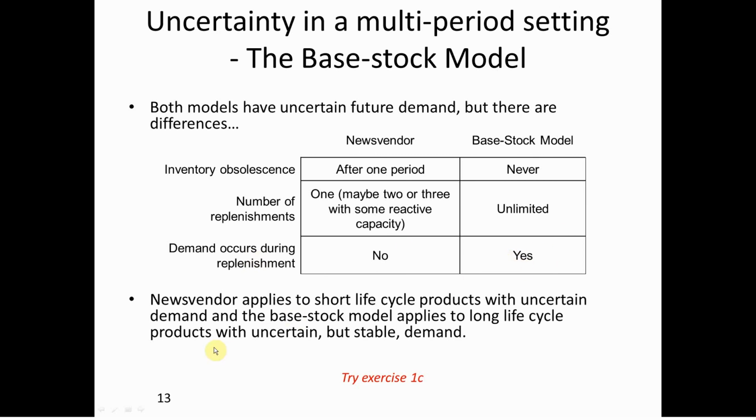So the newsvendor model applies to short life cycle products with uncertain demand, and the base stock model is for long life cycle products with uncertain but stable demand. You can actually combine the two, of course, as we'll see later. Let's take a look at exercise 1C.